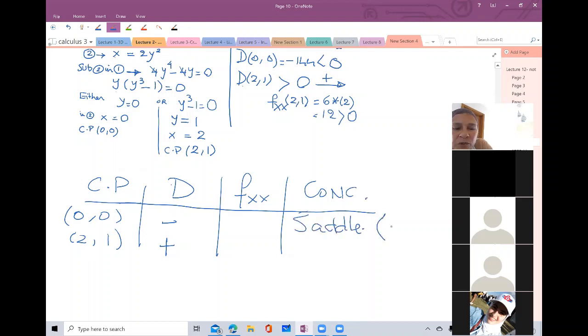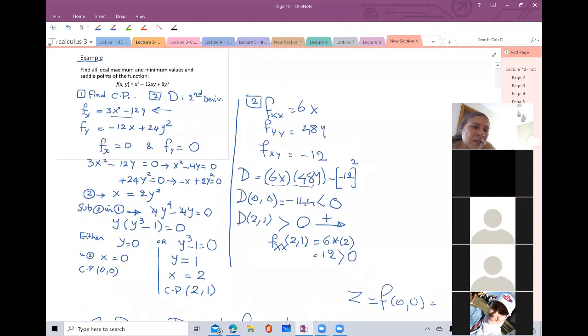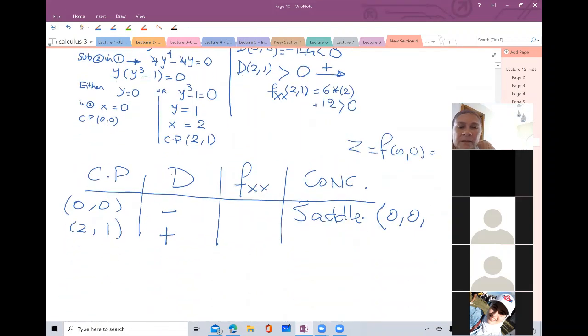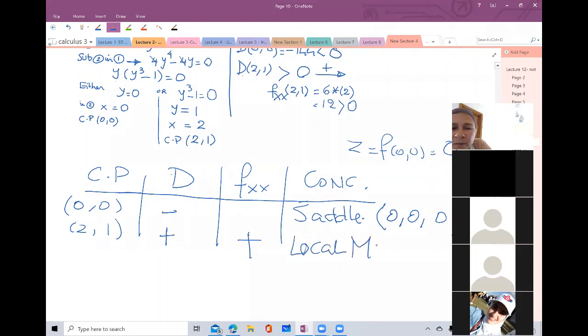Meaning a saddle point. A saddle point is on the surface, so it's (0, 0), and plug it into f, find the value of z at f(0, 0). So going back to my function, f at (0, 0) is equal to 0. So this is my saddle point. For (2, 1), I found fxx positive, then it is a local minimum. What is this? Local minimum value.